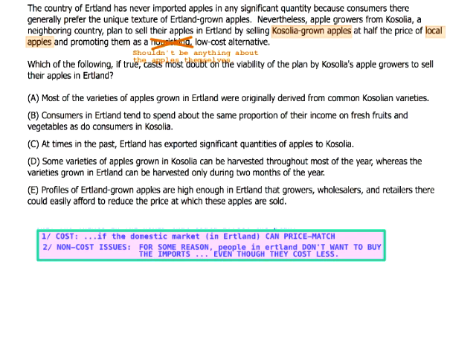Okay, so you guys pretty much have things. So yeah, if the domestic market can price match, that's choice E. They can do it. They can price match. They could easily afford to reduce the price.